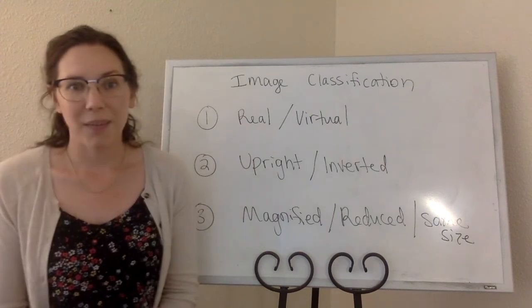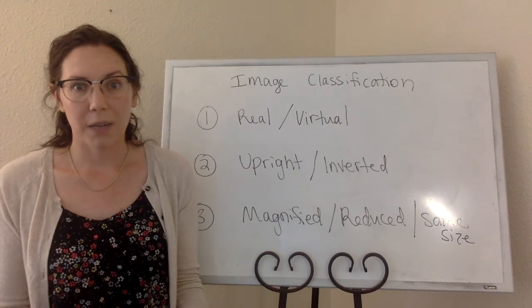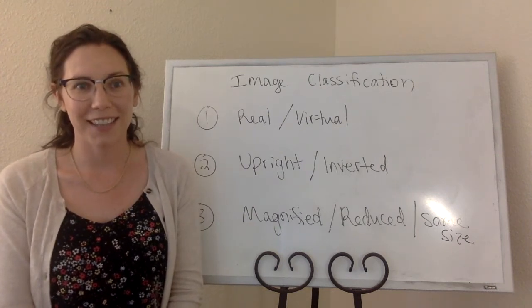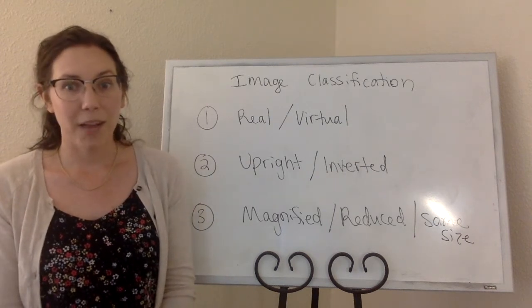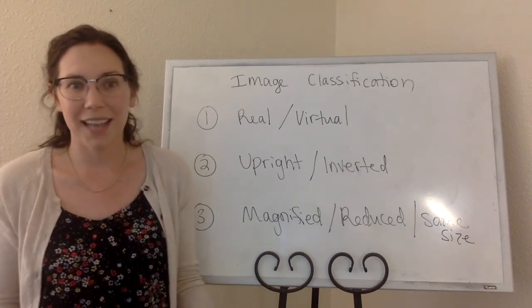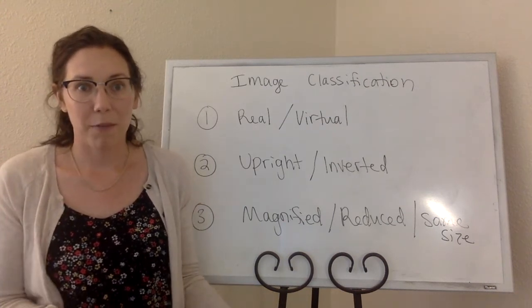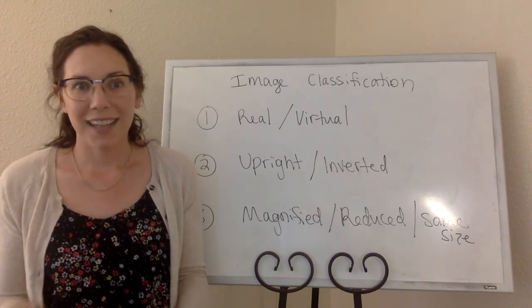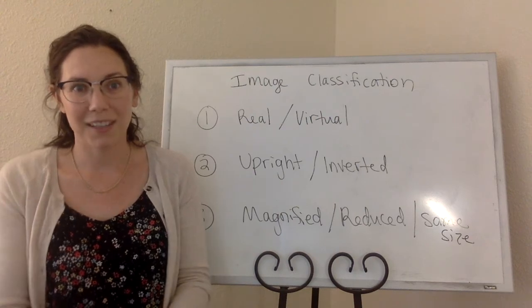Okay, then if the image is upright or inverted, and you can see this by drawing a ray diagram, we'll also calculate, and I'll show you how to find that through the calculation. Then we want to say if the image is magnified, reduced, or the same size as the object. And again, we can get a rough idea whether it fits one of those 3 based on looking at the diagram, but we can calculate exactly what the magnification is, and I'll introduce those equations now.